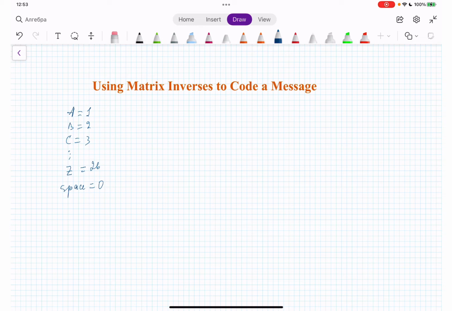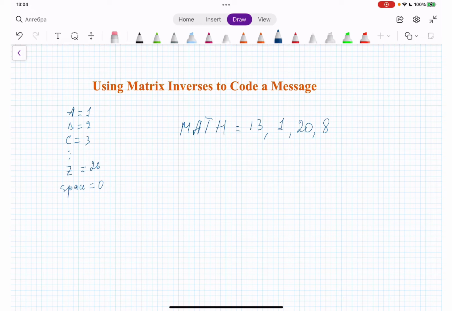So let's take an example. Let's say we want to encode the word math. If I want to code it, M is going to be 13, and then A is 1, T is going to be 20, and H is going to be 8.